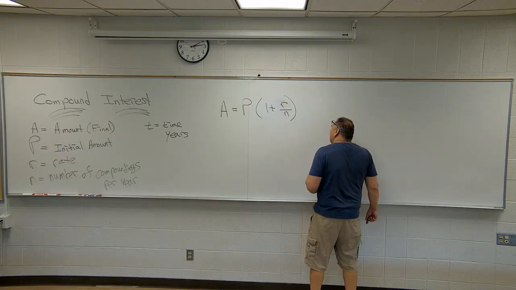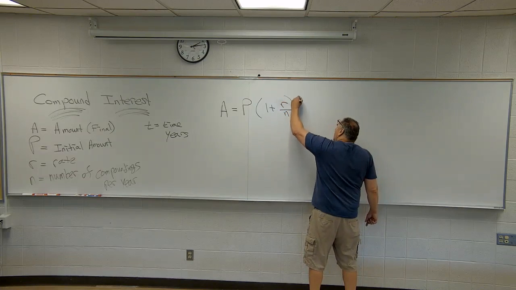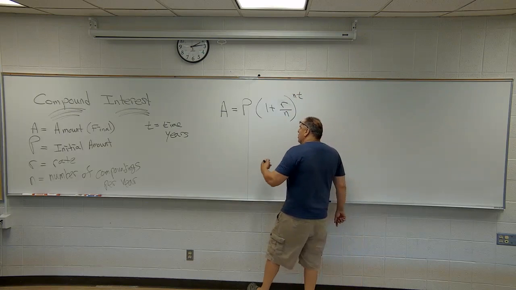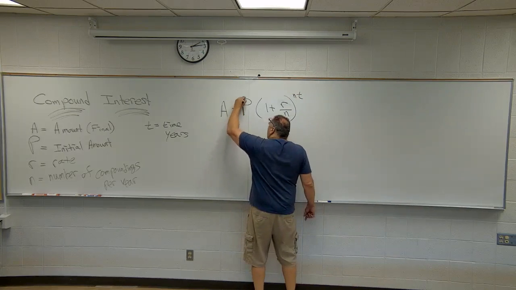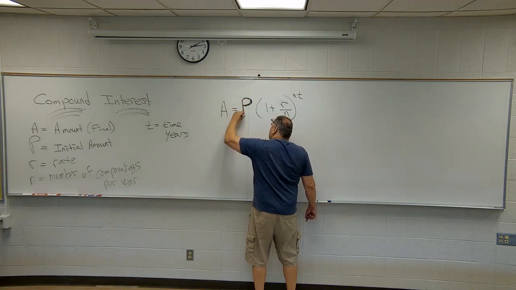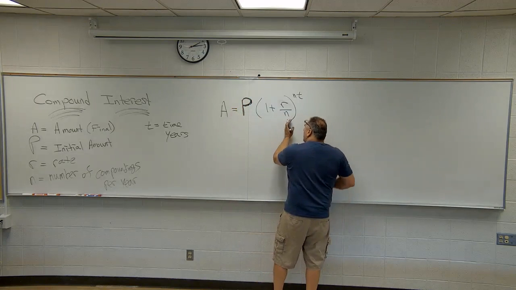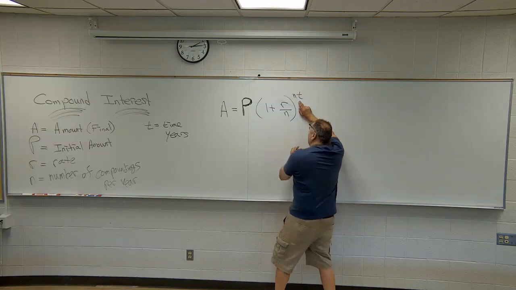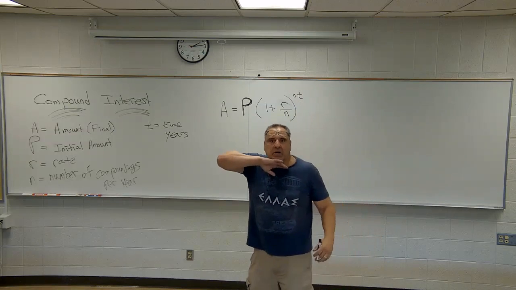How many times are you getting that? Well, I'm getting it over t years and n times of compounding every year. Do not do what some people do. Do not take the P here and go into here, multiply P times all this, get an answer, and then go to the nt. You're going to get something huge.